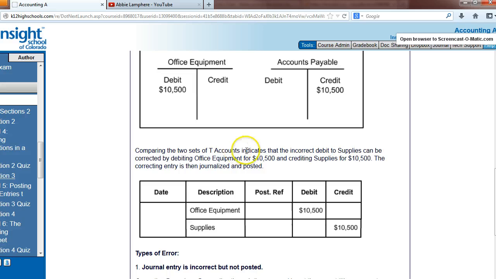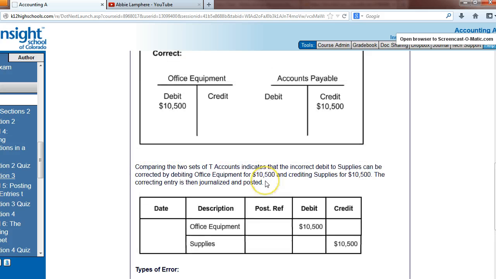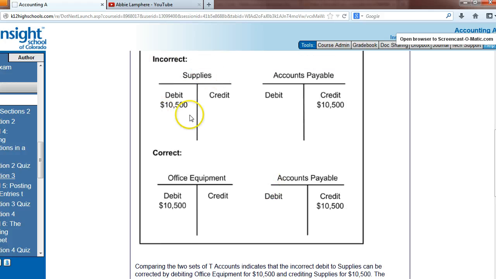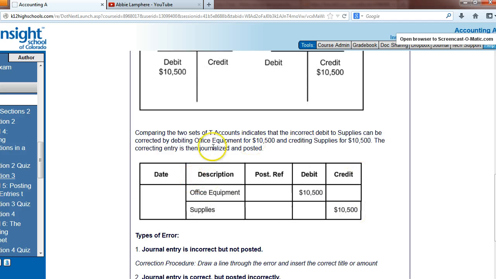So comparing the two sets of T accounts indicates that the incorrect debit to supplies can be corrected by debiting office equipment for $10,500 and crediting supplies for $10,500. So the correcting entry is then journalized and posted. So what they're saying is if you already debited supplies incorrectly, you're going to have to go back in and then credit supplies and then debit your office equipment. And that's what they're showing you here. So you will need to make another journal entry showing that credit of supplies to kind of cancel out the first transaction that you incorrectly entered, and then debiting the correct account.